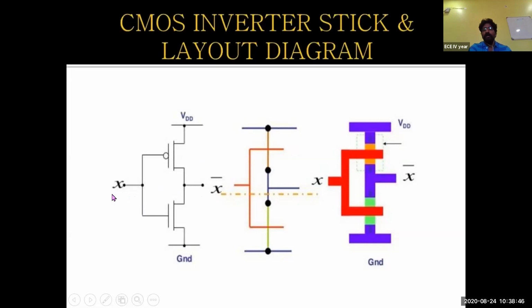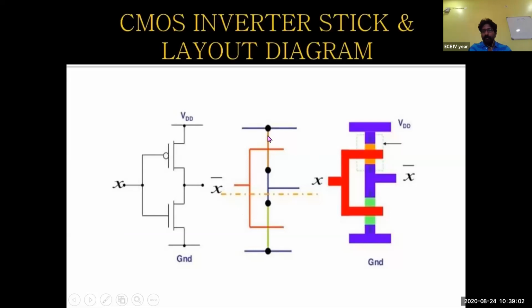It means that if I input logic 1 here, then the output will be logic 0. So that's the meaning of this X and X bar. And this particular CMOS structure has been converted into a stick diagram here.